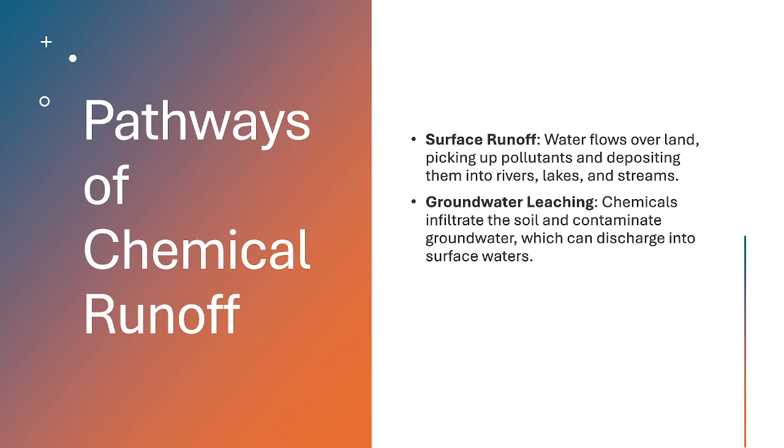Pathways to chemical runoff. Chemical runoff reaches freshwater systems primarily through surface runoff and groundwater leaching. Surface runoff occurs when water flows over the land, picking up pollutants and depositing them into rivers, lakes, and streams. Groundwater leaching happens when chemicals infiltrate the soil and contaminate groundwater, which can then discharge into surface waters. Both pathways contribute to the pollution of freshwater ecosystems.